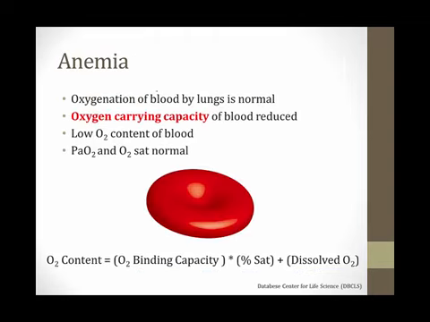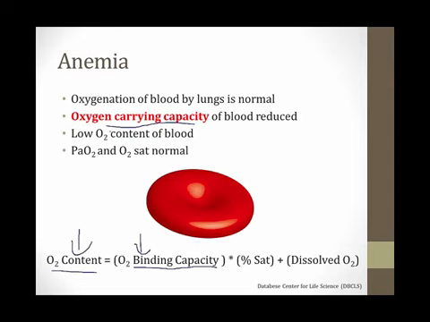In patients with severe anemia, the oxygenation of blood by the lungs is normal, but the oxygen carrying capacity of blood is reduced because of a lack of hemoglobin. If you look at the equation at the bottom of the screen for O2 content, it is heavily dependent on the O2 binding capacity, which is determined by hemoglobin. So in the setting of anemia, this O2 binding capacity is reduced, and therefore the O2 content of blood is reduced, even though the lungs are working just fine.